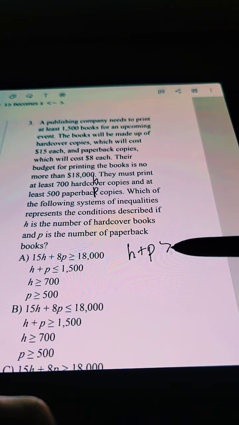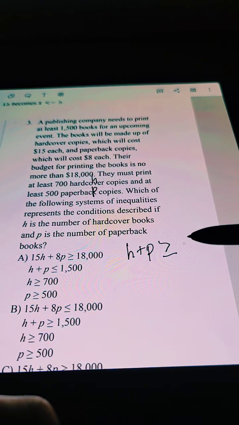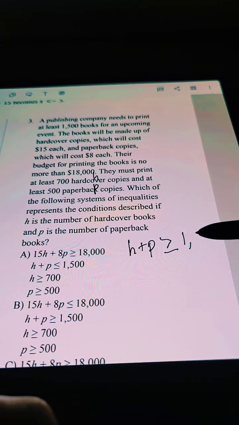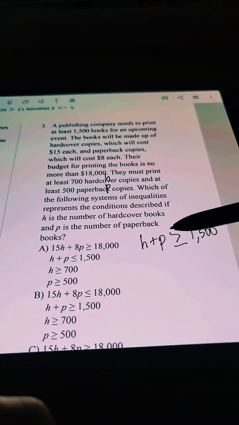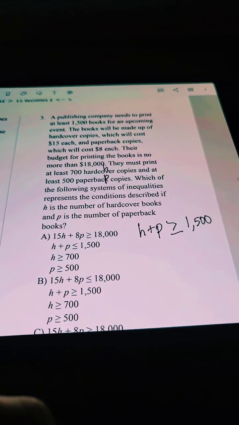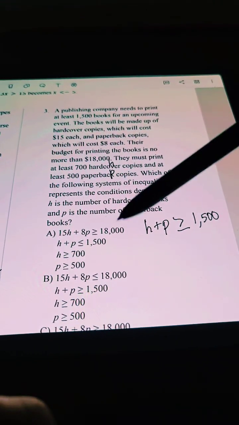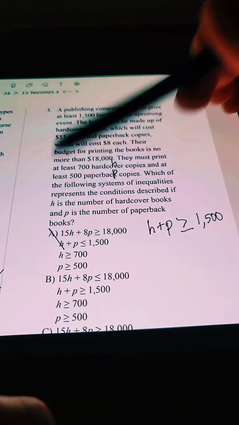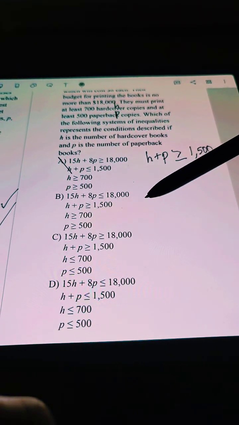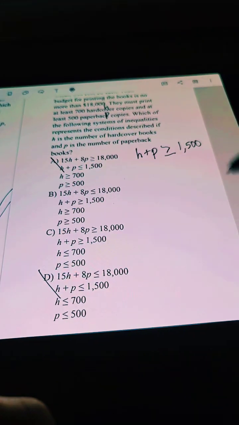Think of it in a real life scenario. If it's at least that many books, it could be 1,501, 1,502, like is what all of this H plus P can be. So that's how you can figure out, if you haven't memorized the wording of which way the inequality symbol goes, you can just think of the real life scenario. So H plus P has to be greater than or equal to 1,500. So that means automatically I can cross out A, and let's see if there's another one. And then I can also cross out D right over here.